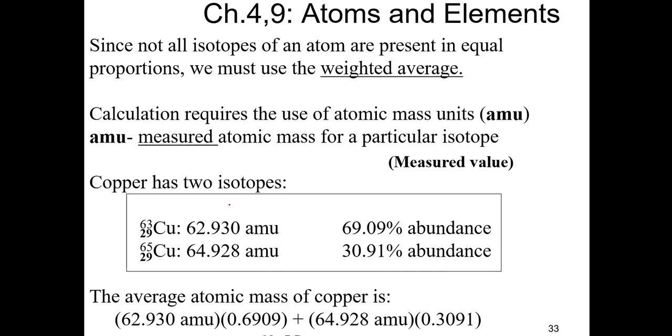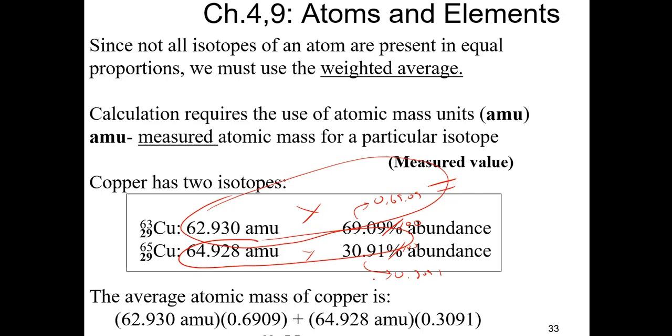So this is what we do. First thing we need to do is turn these into decimals. I divide this by 100, divide this by 100, and it gives me 0.6909 and 0.3091. I then need to multiply each one of these individually to come up with an intermediate answer. Here are the intermediate values.